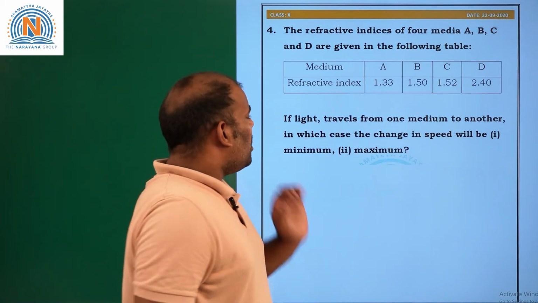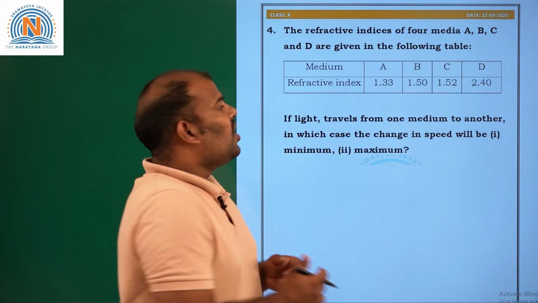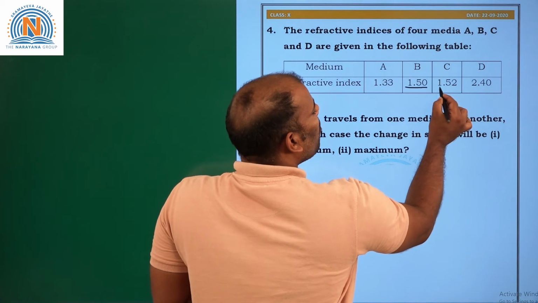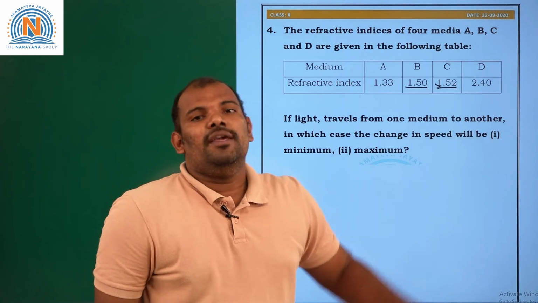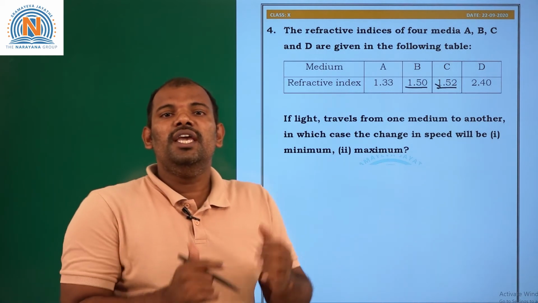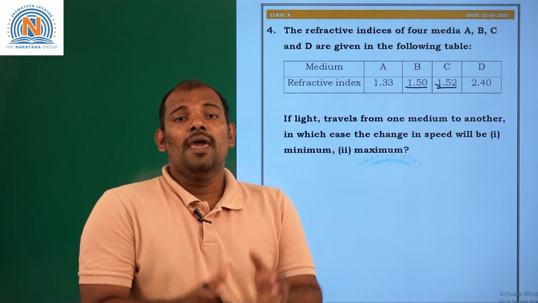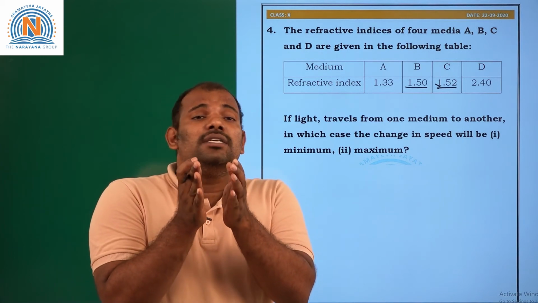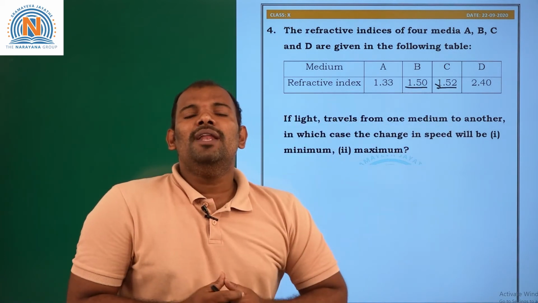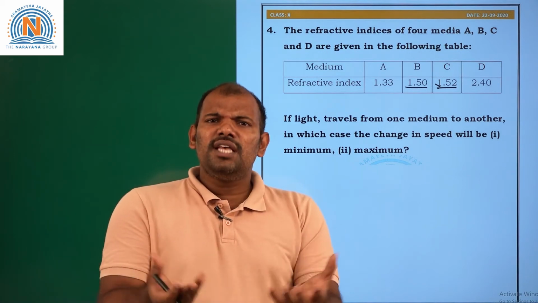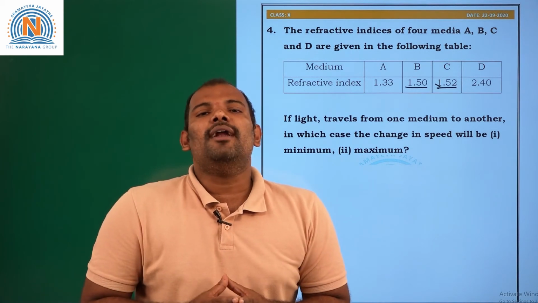Okay, now when the change in speed will be minimum, when the light ray is traveling from 1.50 to 1.52, that means B to C, when the light ray is traveling from B to C, change in speed will be minimum. Okay, because the refractive indices of those mediums are almost similar. If the refractive indices are same, then there is no deviation and there is no change in speed at all.